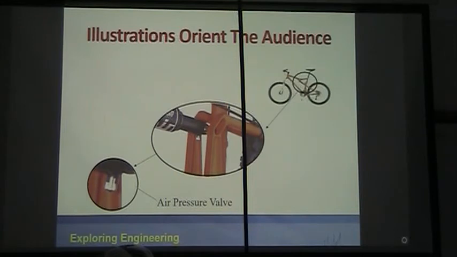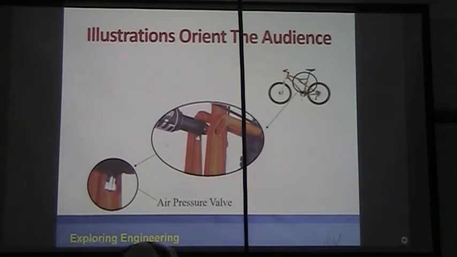Okay, so we see these illustrations and they help clue the audience in as to what we're talking about. In this case, they're talking about the air pressure valve. And I don't know if you can see it, but this lower left-hand illustration, kind of fuzzy, not the best. But sometimes that's the best picture you can get with the equipment you have. God knows I've had that problem before.